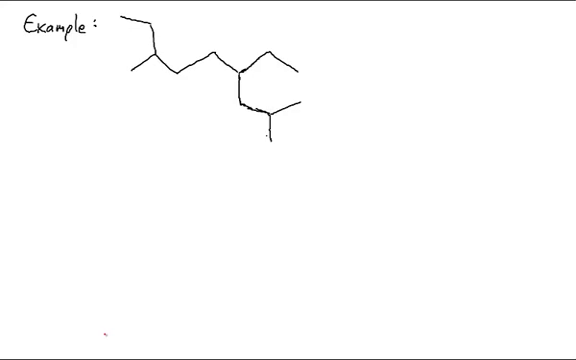9. Longest chain I can trace from up here: 1, 2, 3, 4, 5, 6, 7, 8, 9. All right. That tells me my name will end in nonane, because non stands for 9. Now I have the question of how to number it.